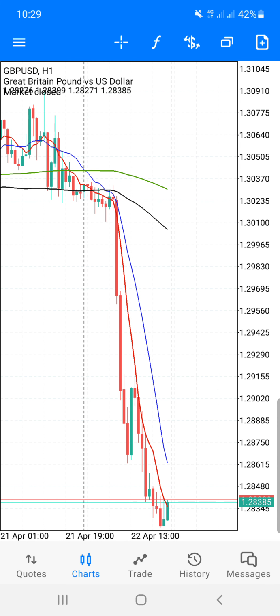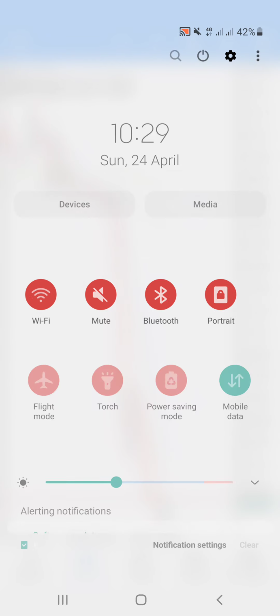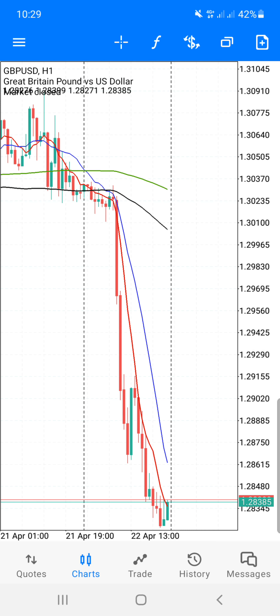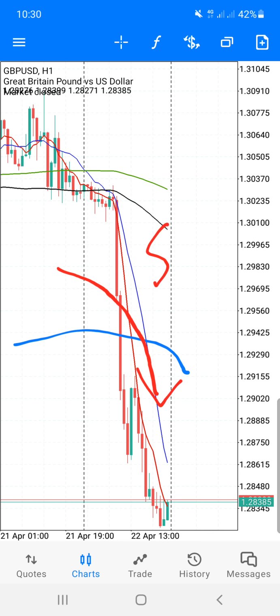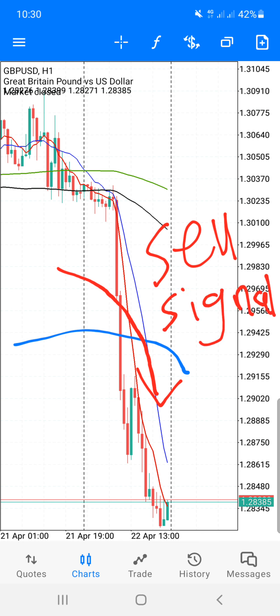So now, anytime you notice that the red, which is the 14 moving average, crosses, let me use color. So anytime you notice that this is, let's say this is the blue, which is 7 moving average. Anytime you notice that the red moving average crosses the blue moving average from up to down like this, it represents a sell signal when you are making use of moving average.